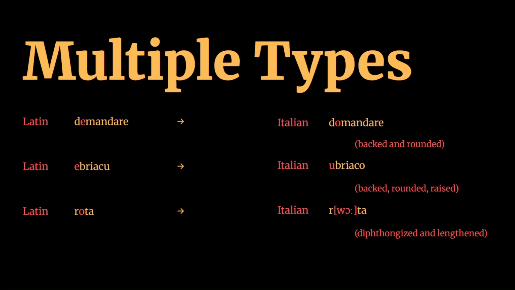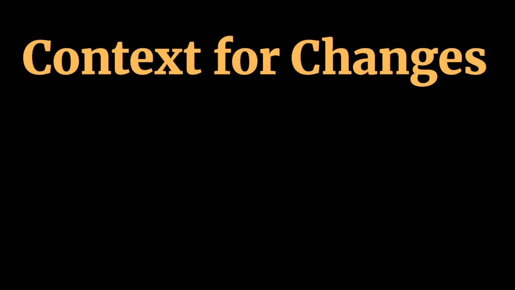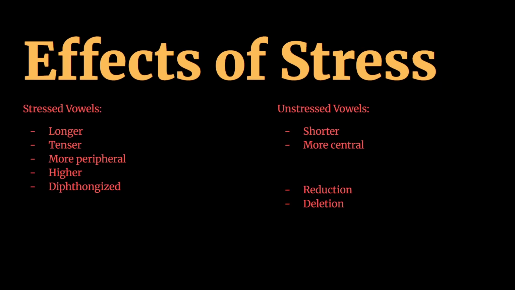As I said at the beginning of this video, sometimes the motivation for these sound changes can be a little bit more opaque, but there are certain contexts for changes that come up more often than not. The most obvious is when they are directly assimilating or dissimilating from a nearby vowel sound. Stress can also be a context for many of these changes. Stressed vowels tend to be longer, tenser, more peripheral, that is, further from the center. They tend to be higher, and they have a tendency towards diphthongization.